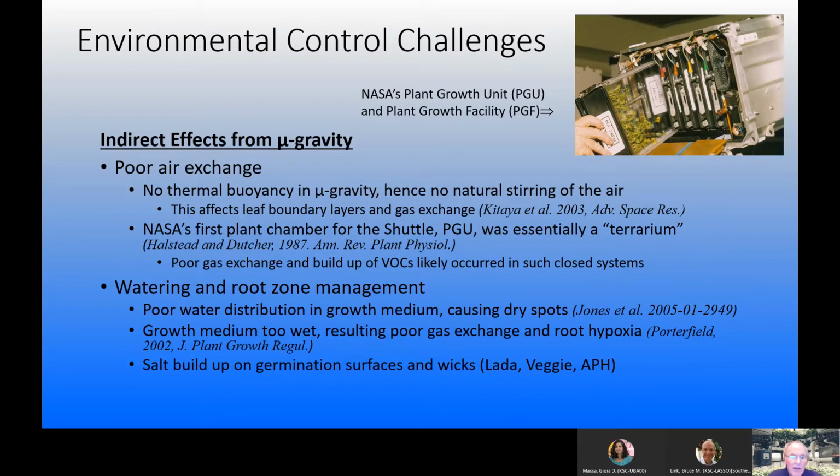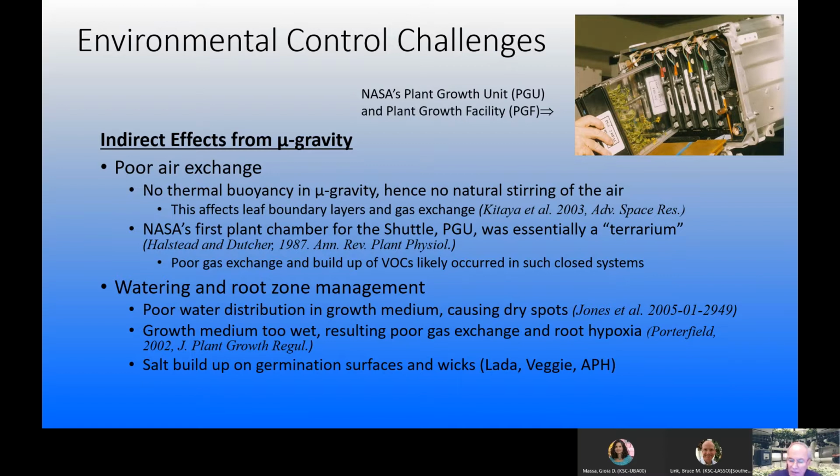There are also a lot of concerns in terms of water and managing root zones in a weightless environment, and even in fractional gravity environments. And Gioia will expand on some of this. Scott Jones's group at Utah State University has done a lot of interesting research along these lines, and a lot of interesting modeling work. But as a consequence of poor drainage, you could expose your plants to root zone hypoxia.